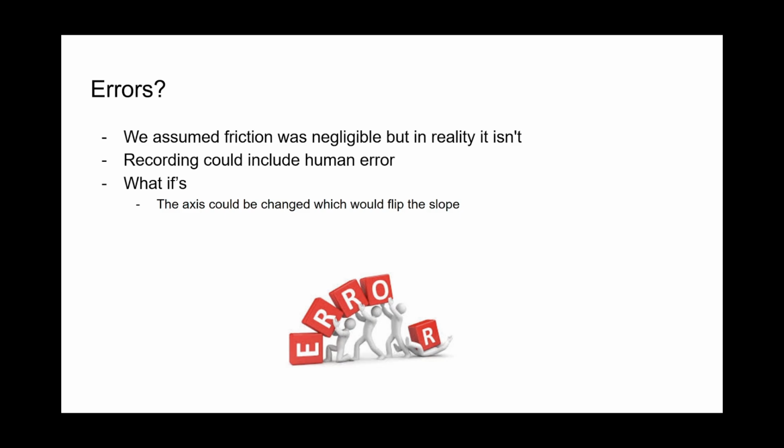And then the biggest what if, the main one, is that if we would have simply changed the axis, the slope would have changed from positive to negative. So that was a simple what if.